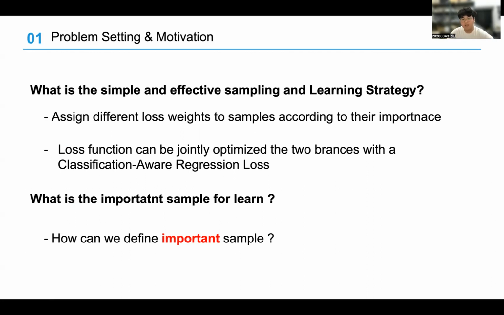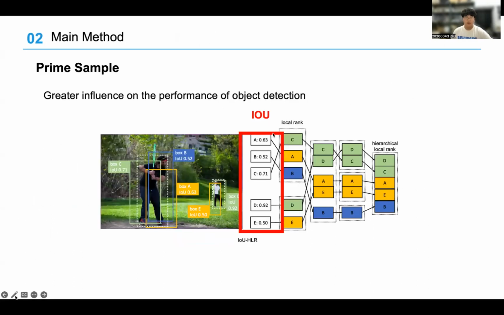The second question is, what is an important sample? And derived from this, how can we define an important sample? First of all, I will introduce the concept of the prime sample. Prime samples have a greater influence on the performance of object detection.